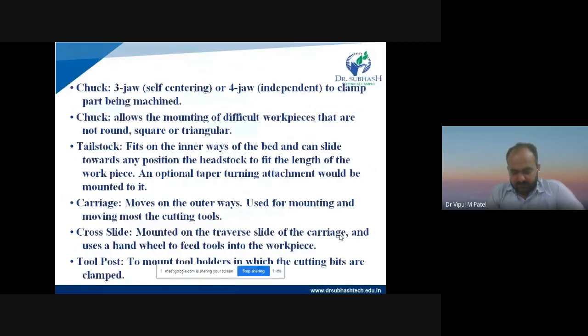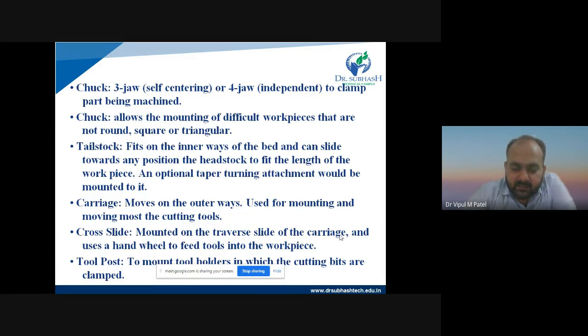So the chuck is the most important component of a lathe machine, and the types of chuck we will see in the next 3 to 4 slides. But 3-jaw or self-centering, or 4-jaw that is independent, clamps the part being machined, and it allows the mounting of difficult workpieces that are not round, square, or triangular, we can say that.